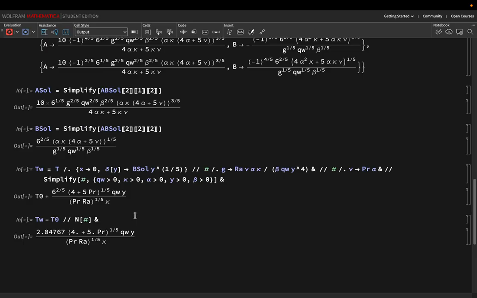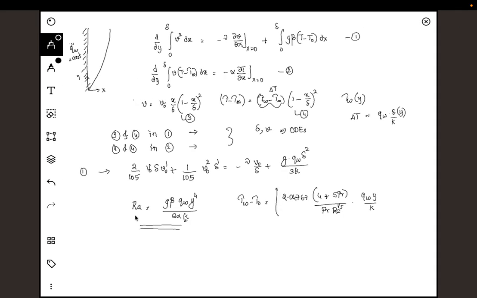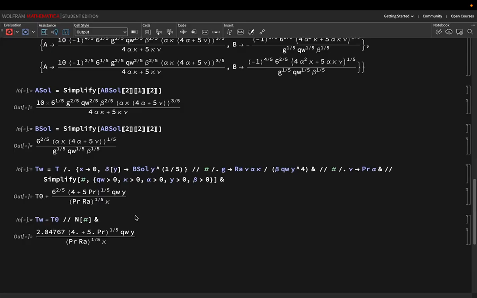So Tw minus T naught is, so this is the expression we are getting for Tw minus T naught. So if you look for this particular term clearly, sorry, I missed out something. The Prandtl number also to the power 1 by 5.